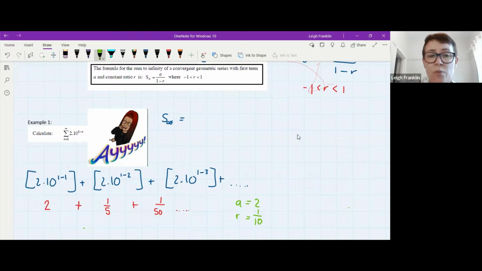And now it's very easy. We're just going to sub into our formula. In place of our A, we're going to put in 2. In place of our R, we're going to put in the value of R, which in this case is 1 over 10. Now pop that into our calculator. And what do we get as an answer, Matrix?